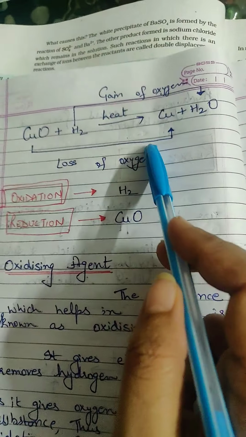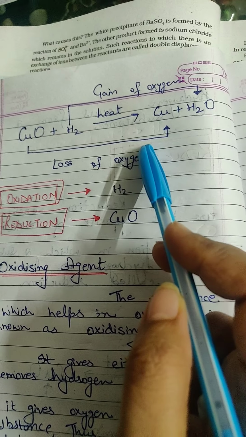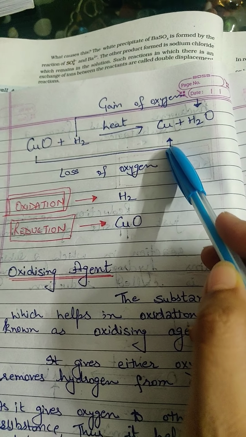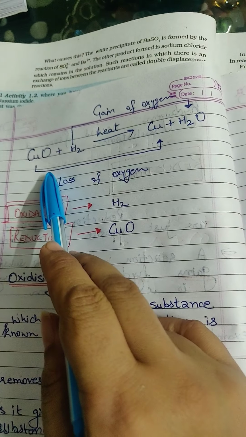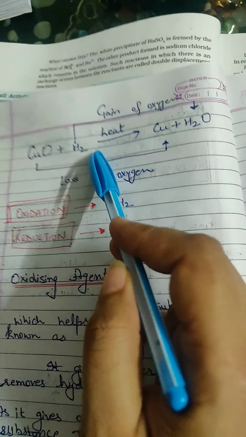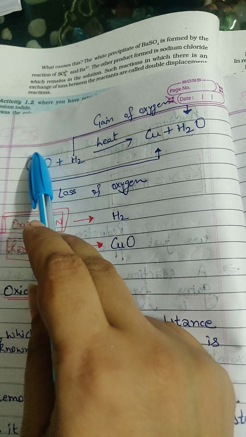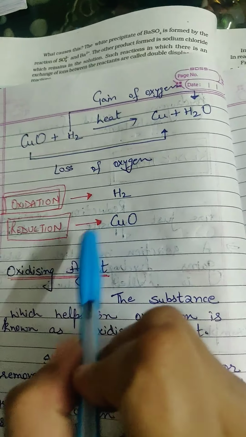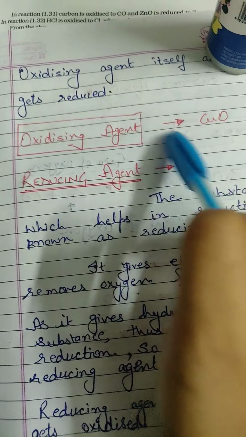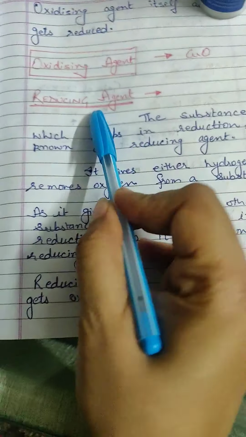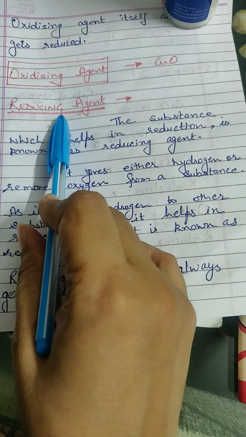Here in this example, let's try to find the oxidizing agent. The oxidizing agent is copper oxide because it is helping in oxidation of hydrogen. It is providing oxygen to hydrogen. So the oxidizing agent is copper oxide in this process as it is helping in oxidation. Let's define the reducing agent.